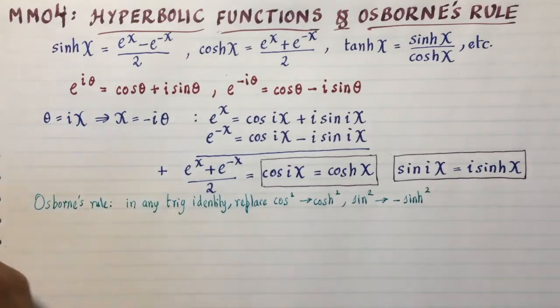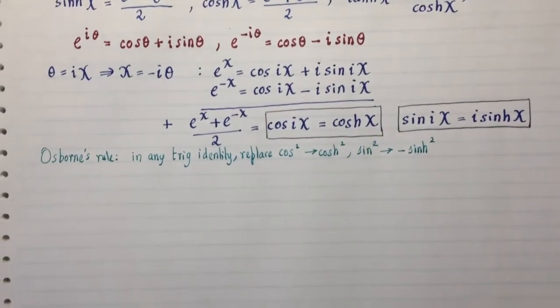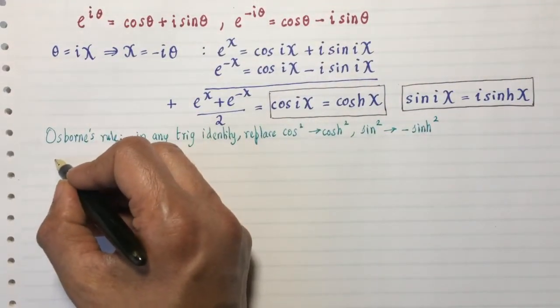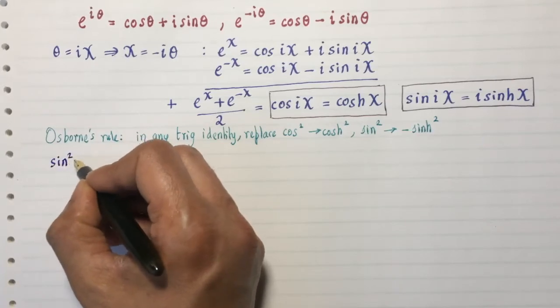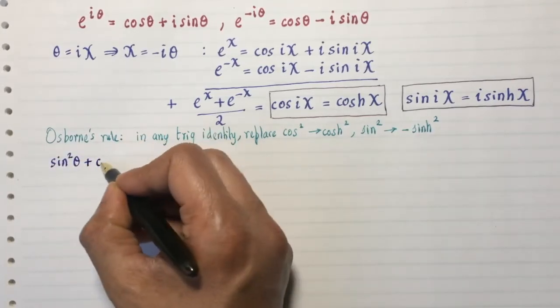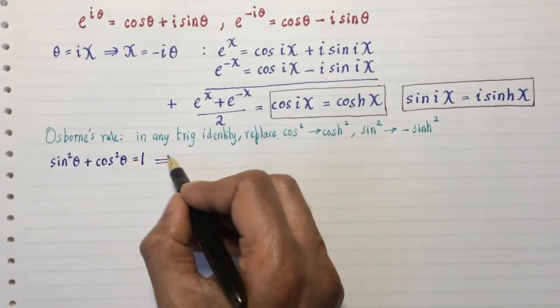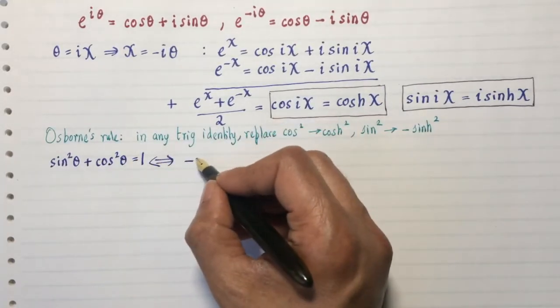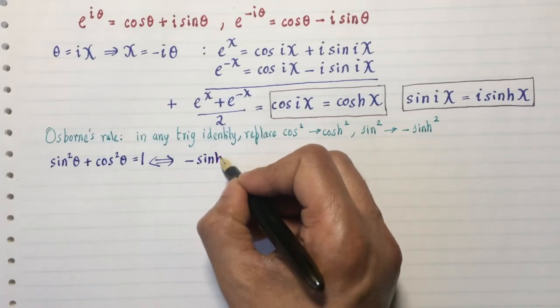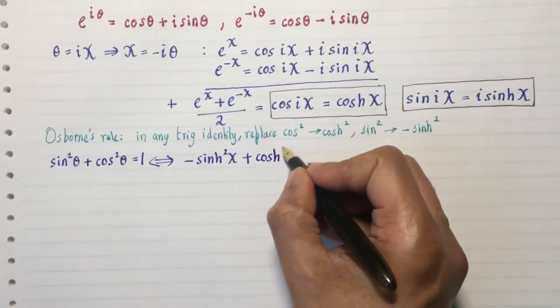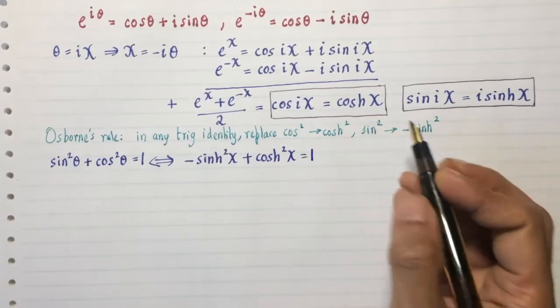So let's take a simple example of this to figure out how you can cut short your work. Suppose the famous identity in trigonometry is sine squared theta plus cosine squared theta is equal to 1. The hyperbolic equivalent of this is going to be negative sinh squared chi plus cosh squared chi equal to 1 by Osborne's rule.